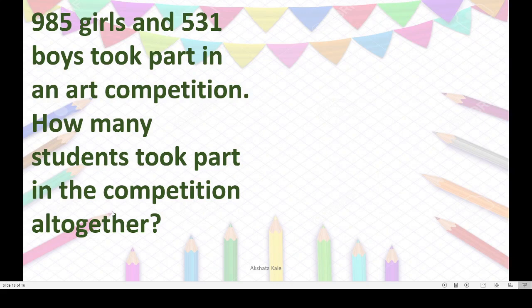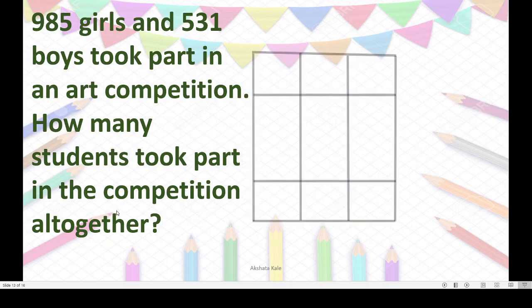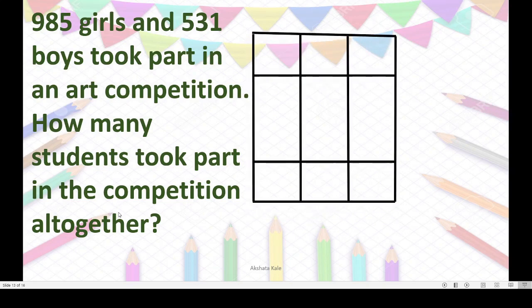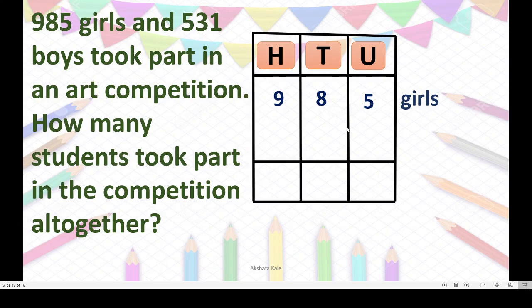Again, we will follow addition, isn't it? Now we will prepare our table. We will write the places and we will write the number, that is 985 plus 531. 985 girls are there and 531 boys are there. Correct? Now total how many students?